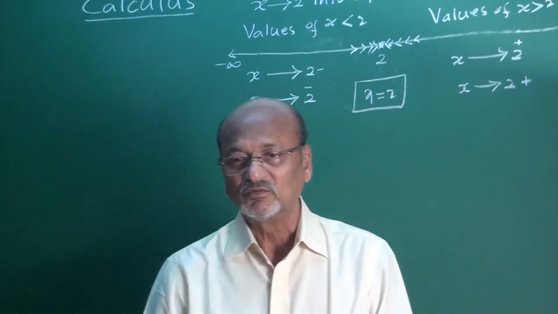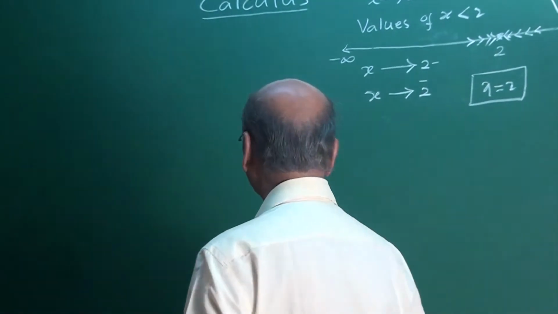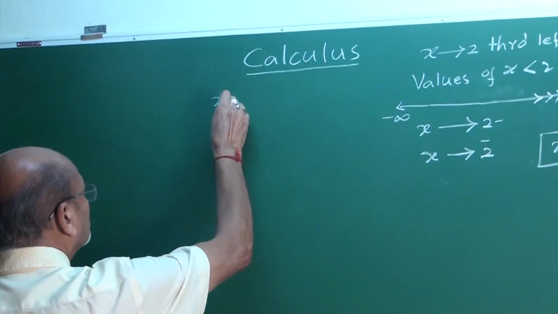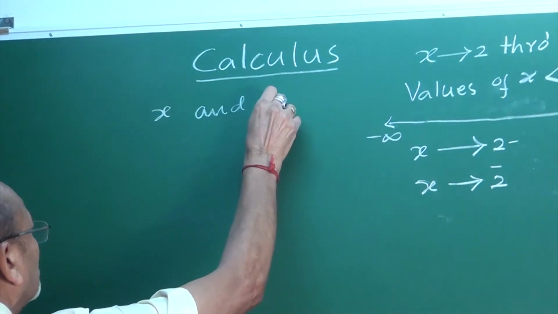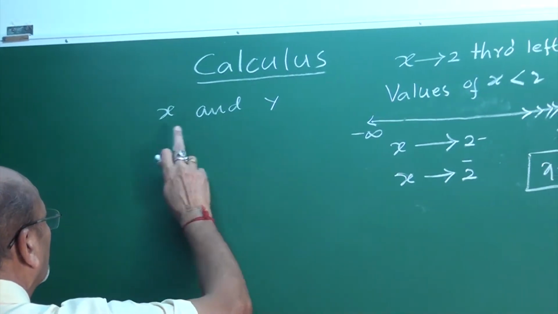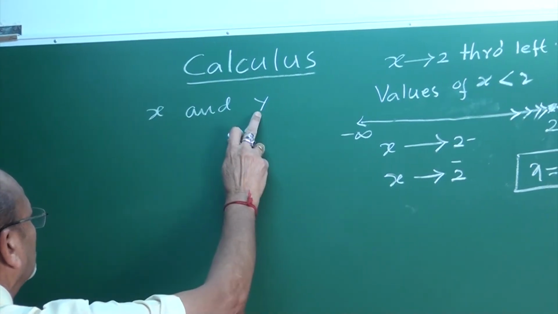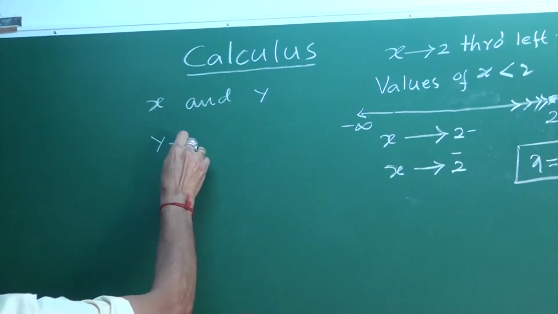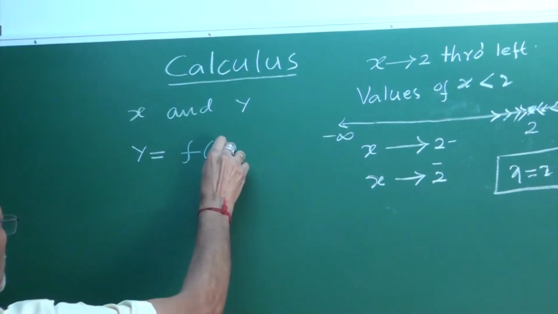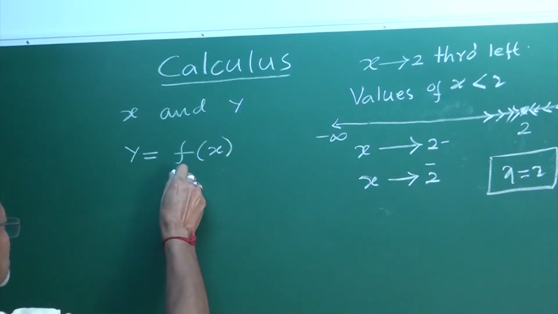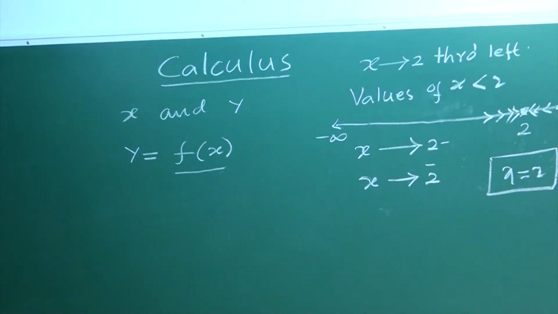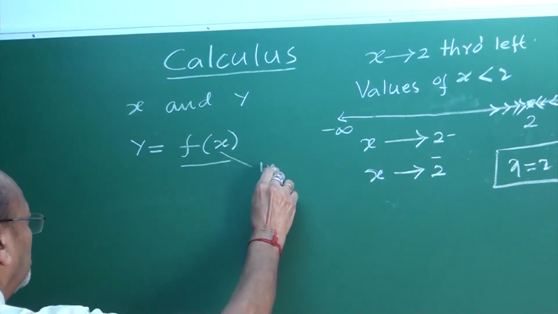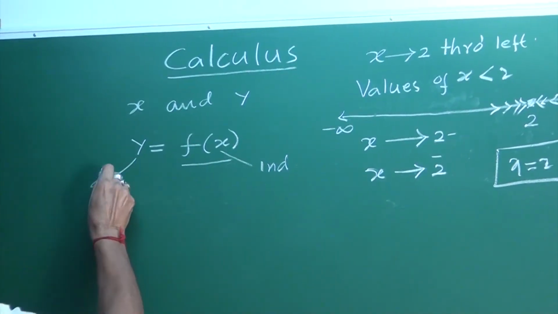The same thing we have considered, my friends: two variables x and y are such that the value of y depends on x. Then y is called a function of x, and is written symbolically as y equal to f(x). This f(x) is a symbol, and we have to read it as function of x. My friends, this variable is the independent variable, and this is the dependent variable.